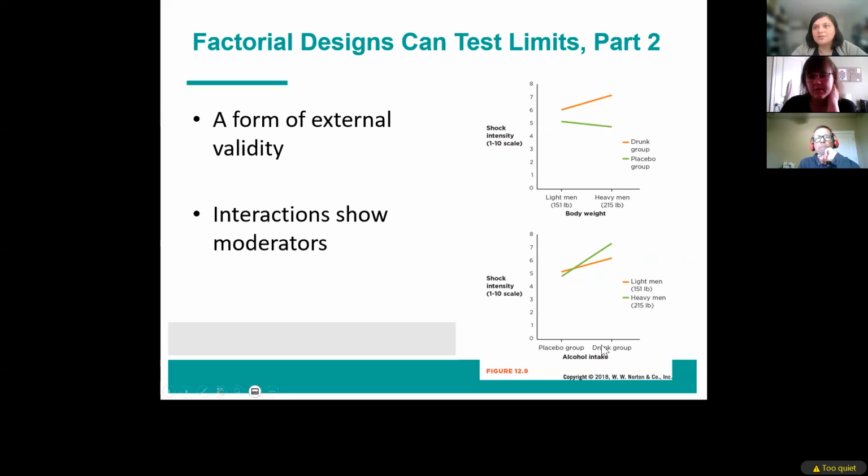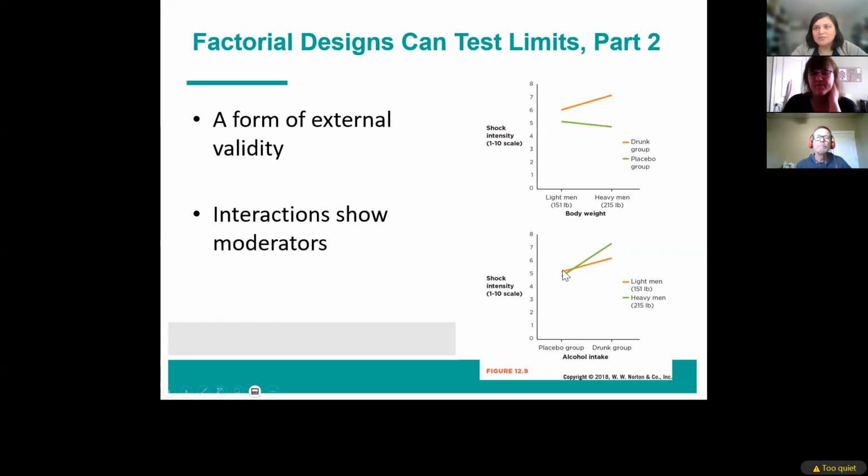Okay, can you tell me again? So among those in the drunk group, who scored higher on shock intensity? Heavy men. Heavy men had higher levels of shock intensity relative to light men. Does that make sense? Okay, I'm going to ask you guys to do this again for future slides.